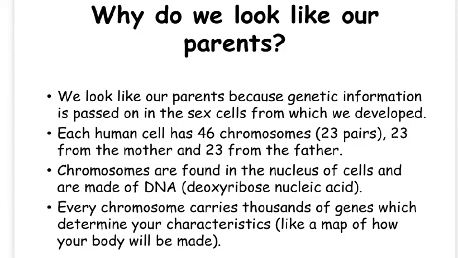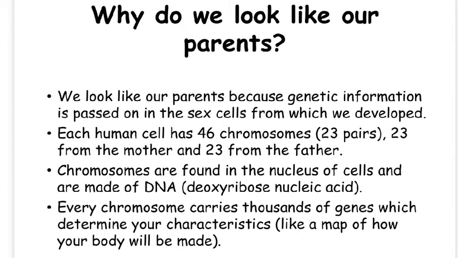We look like our parents because genetic information is passed on to us in the sex cells we developed from. Each human cell, except red blood cells, sperm cells and egg cells, has 46 chromosomes in 23 pairs: 23 that came from the mother and 23 that came from the father.